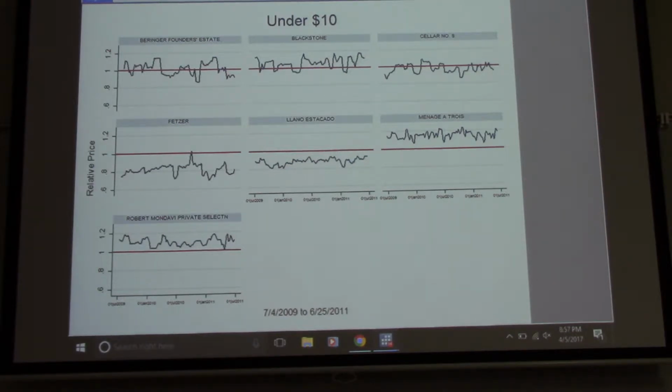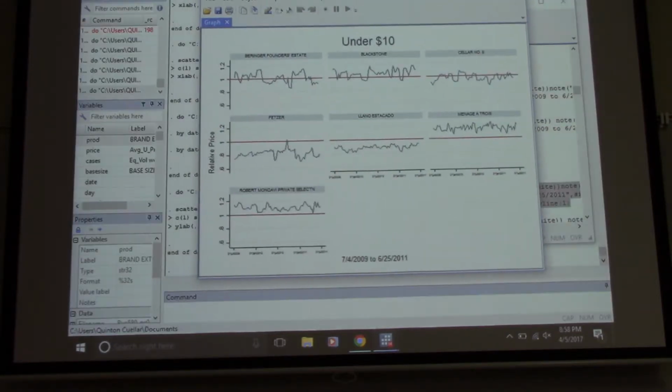All right, for under $10, Beringer, again, if we go back to our other relative price, Beringer was under, now it's pretty much close to the rest. Blackstone, pretty similar. Cellar No. 8, pretty similar. Fetzer is cheap even in the under 10 category. Same with Pianoro. Menage a Trois is on the higher end, and Mondavi's on the higher end. All right.